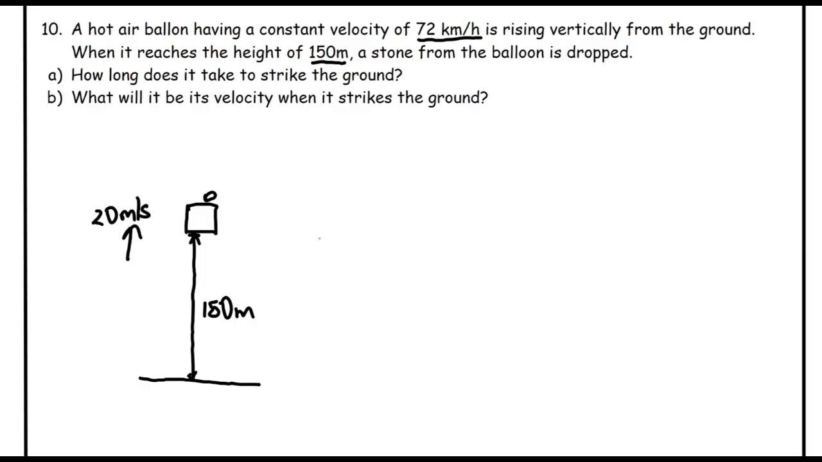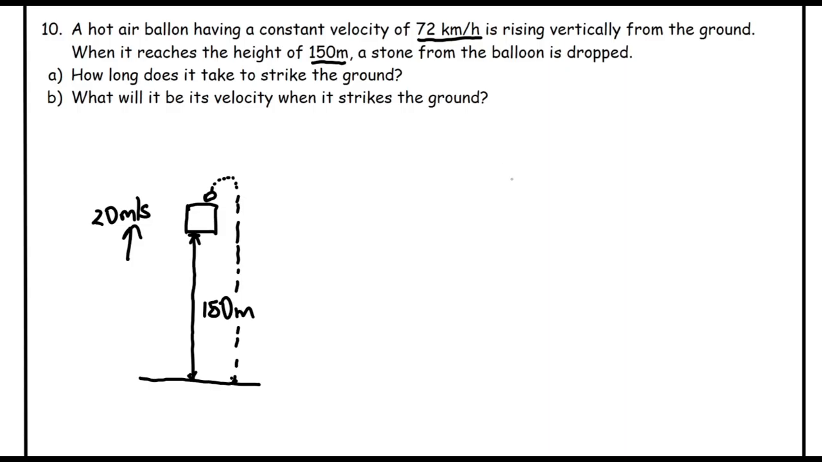Okay, so when the stone gets dropped from the air balloon, the stone will initially also be going at 20 meters per second upwards. So once it's let go, it will go a short distance up, then it will start coming back down and get to the ground here. So when it's let go at this position at 150 meters, it's going to go up some distance, a very short distance, before it starts coming back down. And its initial velocity will also be 20 meters per second.